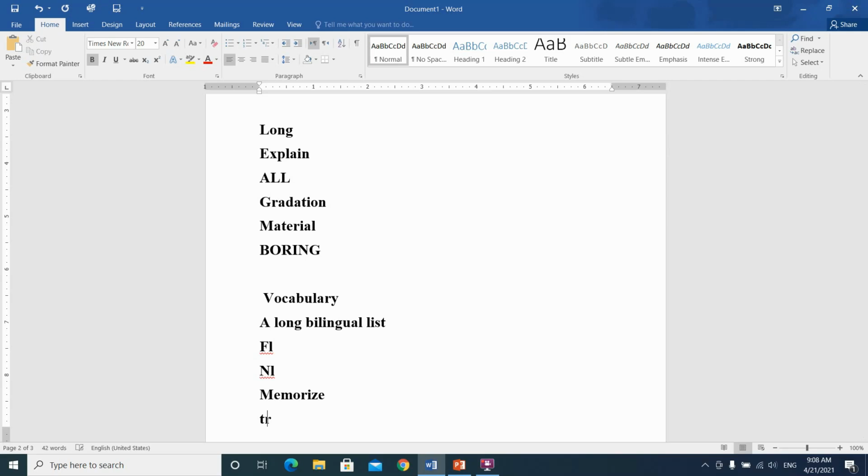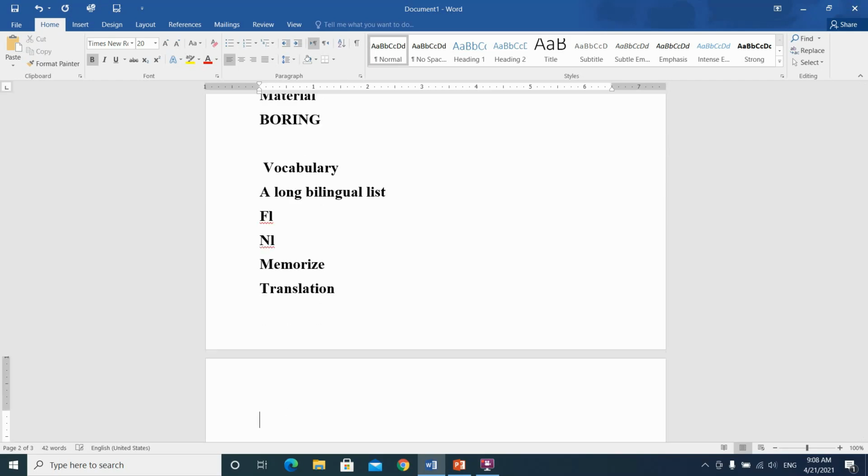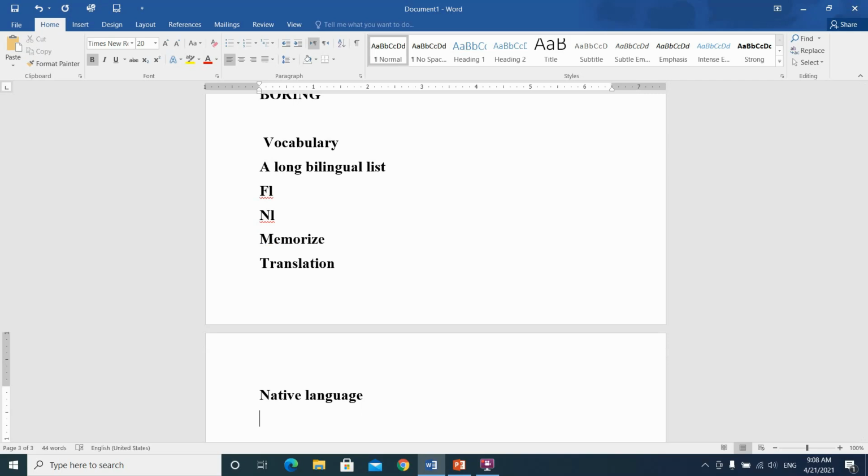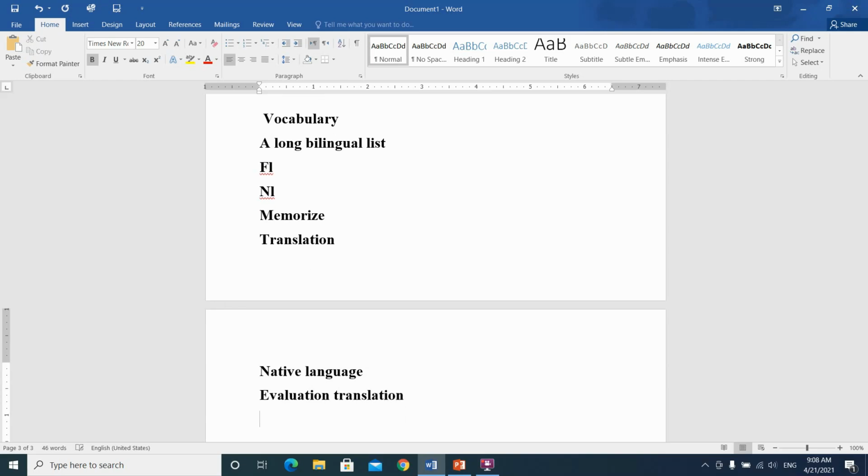What happens later? The learners should translate the text into the native language. After that, there should be evaluation of this translation. Evaluation of what? Evaluation of the translation. Of course, evaluation by the teacher. The teacher is going to evaluate the translation.